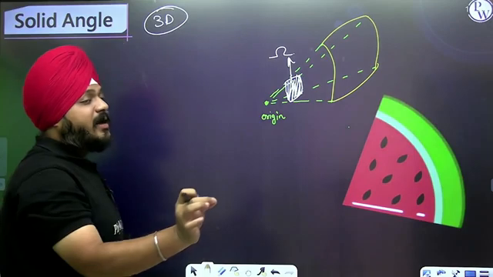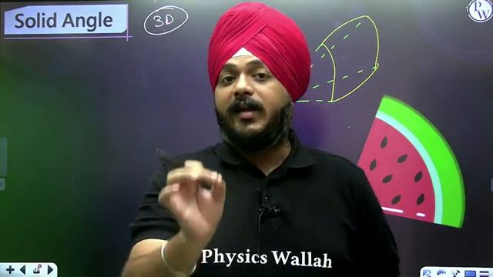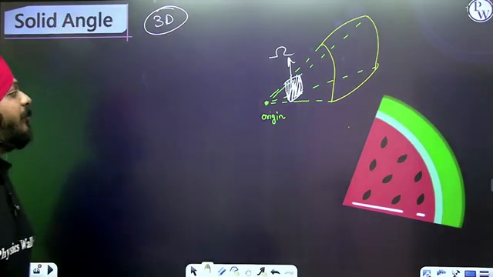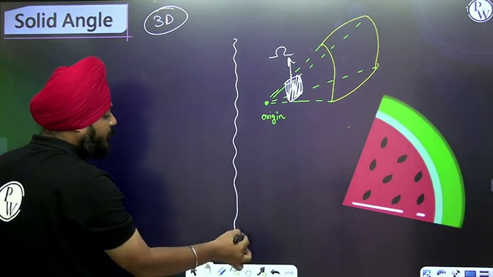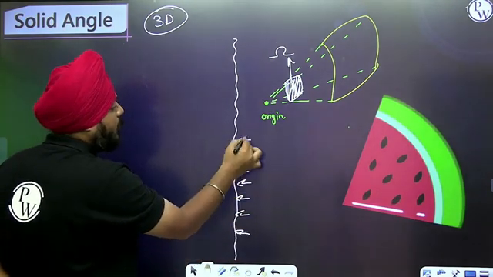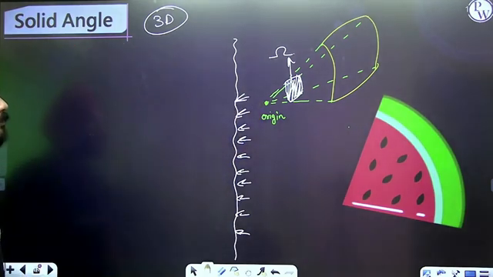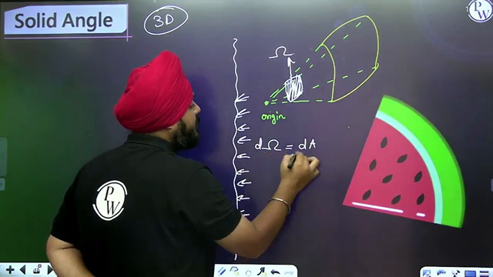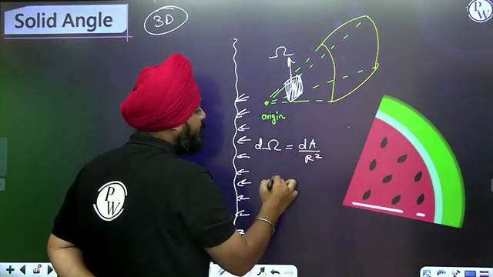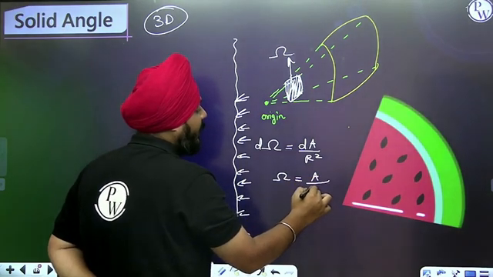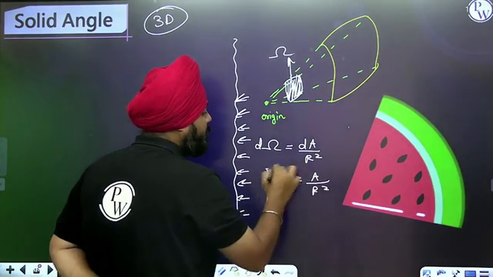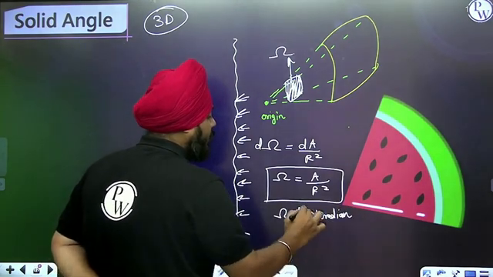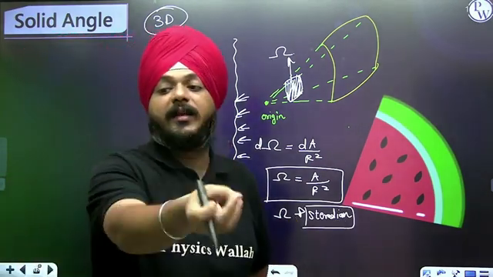Another example for the solid angle, to understand this concept in the most appropriate manner, is the cone. First of all, we are going to write down the formula for this. This solid angle is defined as d phi equals dA by the square of radius, or solid angle equals area of cross section by square of radius. The unit of the solid angle is known as steradian.